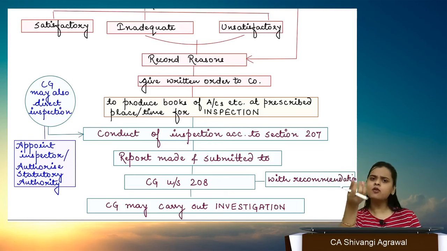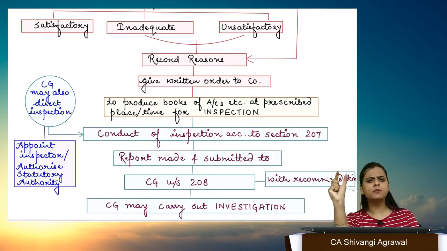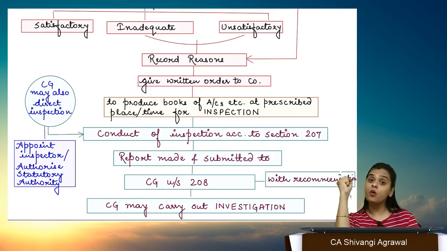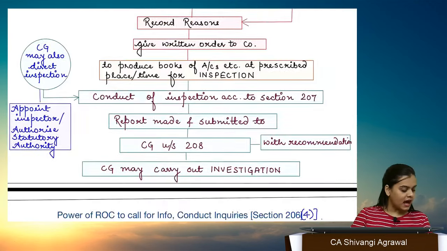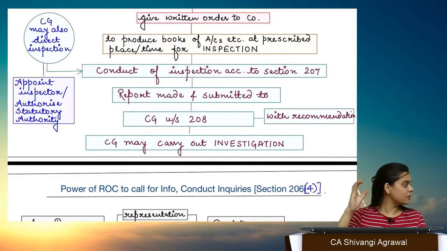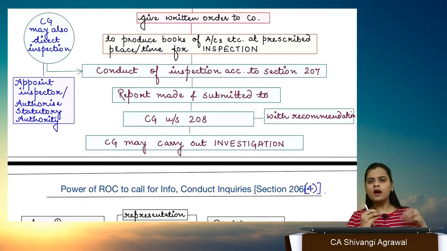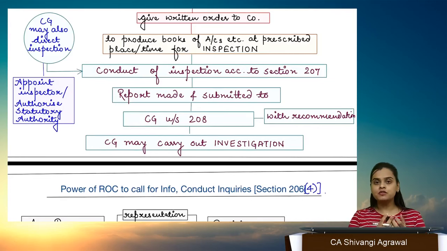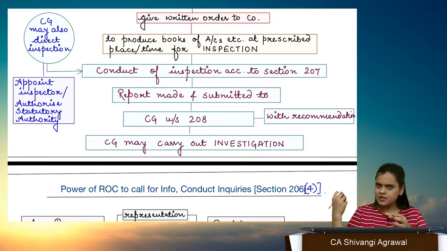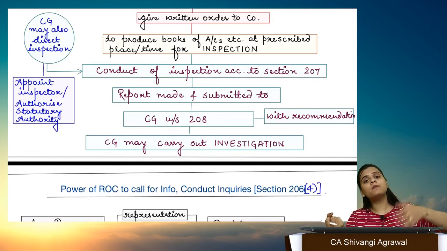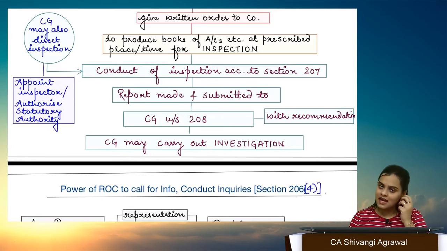So now again, calling for books and accounts, not just some piece of information, but books of accounts for inspection. Right, how will inspection be carried out? Inspection will be carried out according to section 207. Here one more power comes into the picture, which is of the central government. The central government may also, if it deems fit, order inspection. So maybe ROC carries out inspection on its own, or CG appoints an inspector and that person carries out inspection. So quite possibly there are two cases.